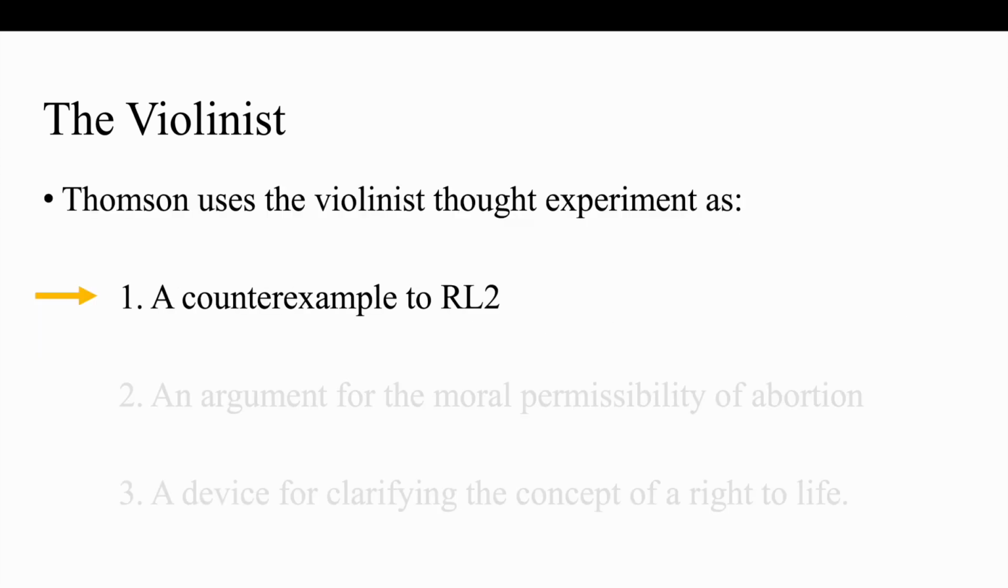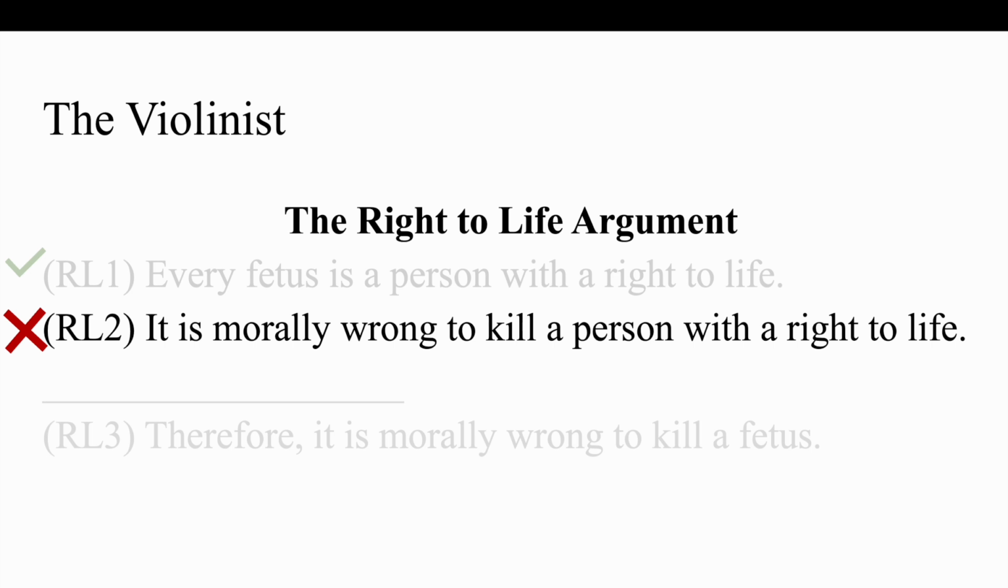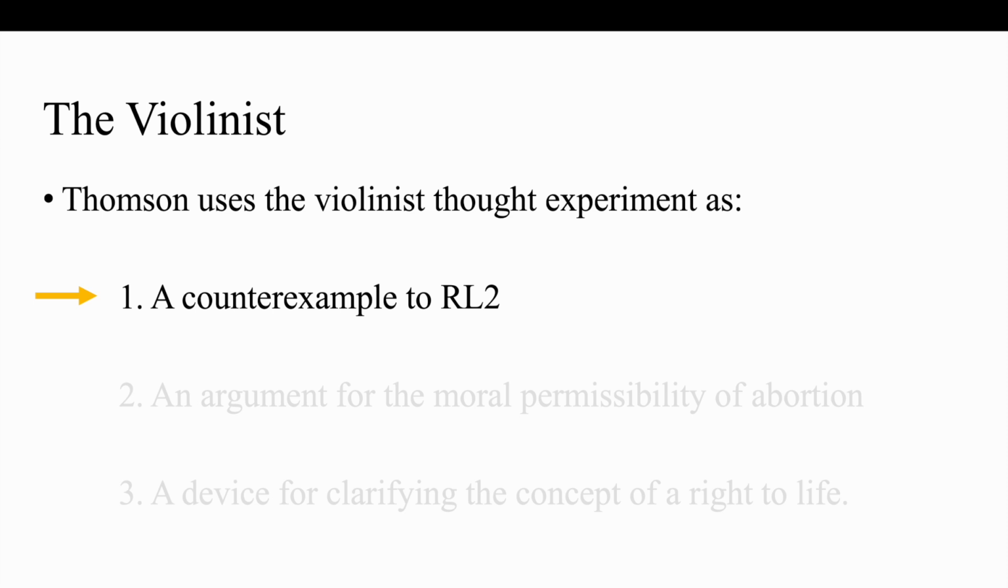This is the first use that Thompson puts the violinist thought experiment to. She's using it as a counterexample to the second premise, or a counterexample to this general thesis of the pro-lifer that it's always morally wrong to kill a person with the right to life. She says, here's an example where we have a person, clearly, they have the right to life, no one disputes that, but it's not morally wrong to kill them. So that general principle is false.